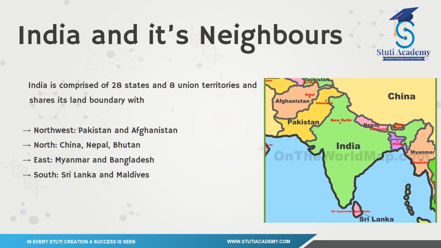Let's move further east. With which countries does India share its eastern border? India shares its eastern border with Myanmar and Bangladesh. The earlier name of Myanmar was Burma. Myanmar has its capital at Rangoon. Myanmar shares its border with most of the northeastern states of India, starting from Arunachal Pradesh to Nagaland, Manipur, Mizoram, and Tripura. India also shares a border with Bangladesh. In fact, Bangladesh is bordered by India on almost all sides except in the south.